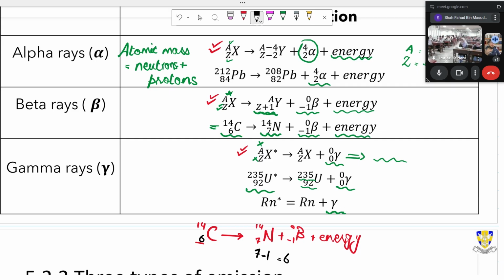You will get a question like this where boxes are given, and they will ask what would be the atomic number or the mass number for that specific question or for that specific equation.